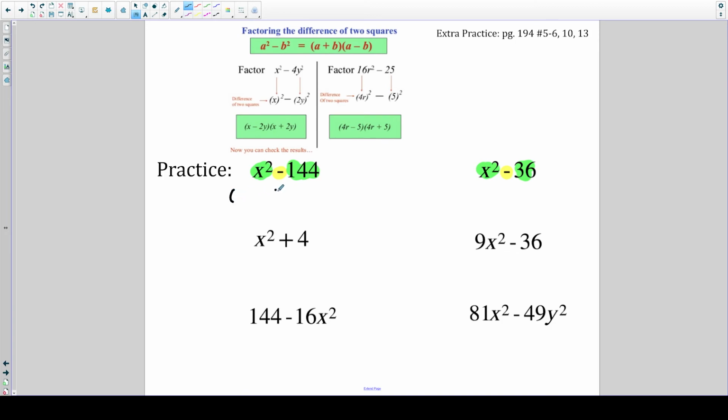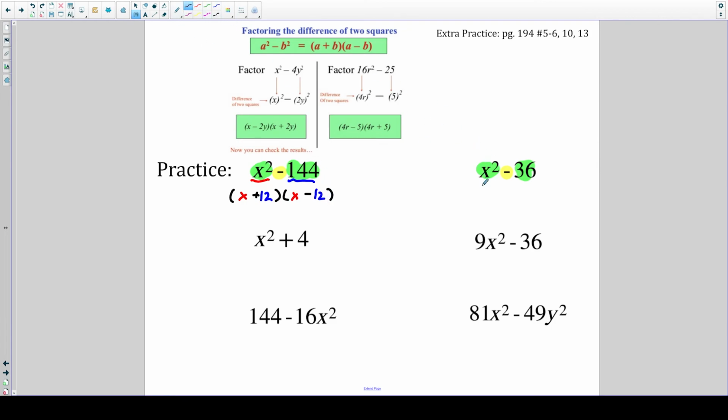All we need to do is set up two brackets for our factors. One is going to be plus, one's going to be minus. Again, it doesn't matter if I put a minus sign here and a plus sign here. We can switch up the order and it doesn't matter. I'm going to take the square root of x squared, which is x, pop it in as my first term in each factor. I'm going to take the square root of 144, which is 12, and put that in as my second term of each factor, and we're done. We factored x squared minus 144 as x plus 12, x minus 12.